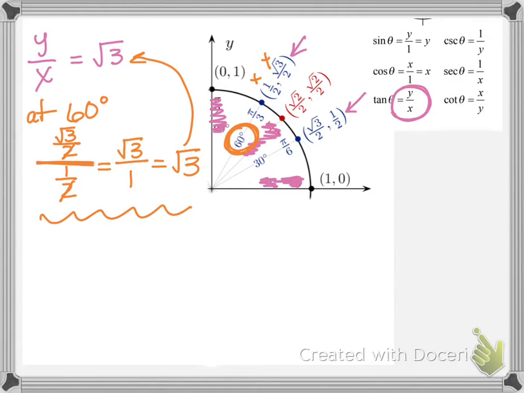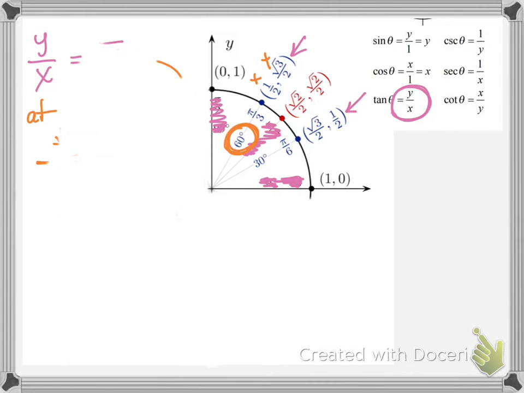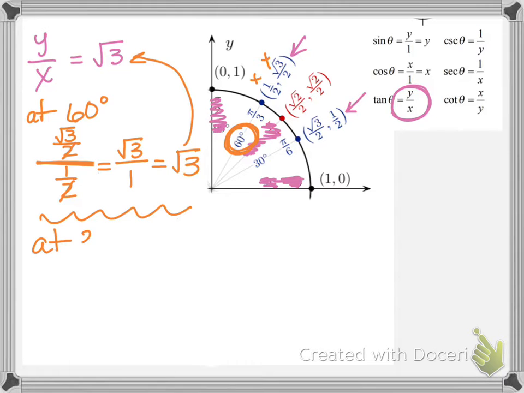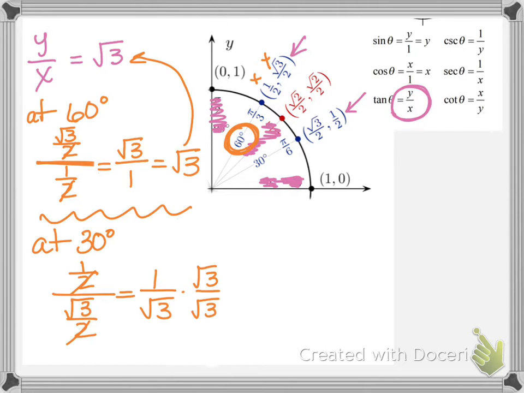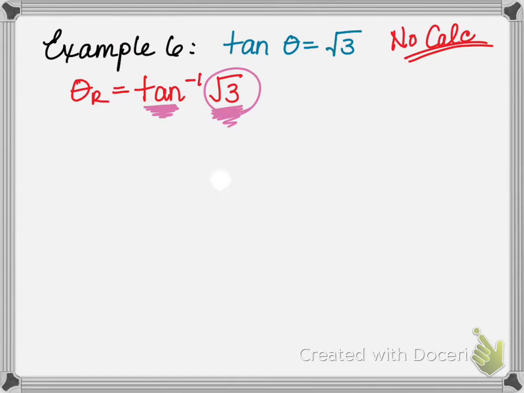Just in case you don't understand why the other one's not the answer, let's do that. Let's do it at 30 degrees. The y in this one was 1 over 2. The x is square root of 3 over 2. But when I cancel out the 2's, I end up with 1 over square root of 3. But 1 over square root of 3 requires you to rationalize. And I end up with square root of 3 over 3. That is not the answer I wanted. I wanted just square root of 3. So again, 60 is my answer. So I come back over here. I'm done. 60 degrees. I did not use any calculator.